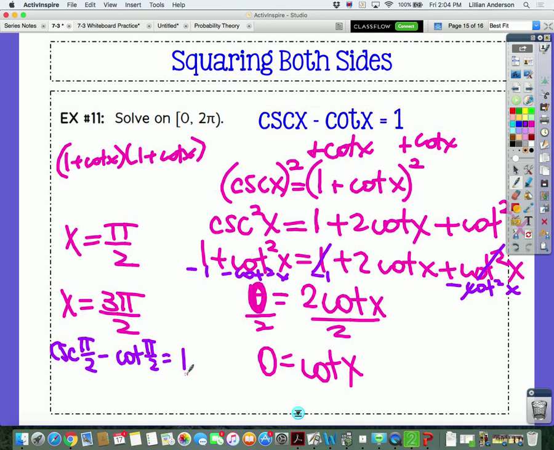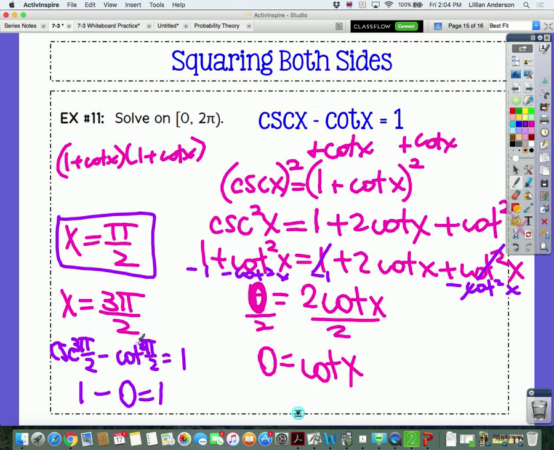Cosecant is the reciprocal of sine. What is the sine of pi over 2? Wouldn't that be pi square root 2 over 2? No, 1. Pi over 2. It's 1. So when you flip it, it's still 1. What's the cotangent of pi over 2? You said cotangent was 1 over what? X over y, cosine over sine? It's going to be 0. Does 1 minus 0 equal 1? Yes. So that works. You do the same thing with 3 pi over 2.